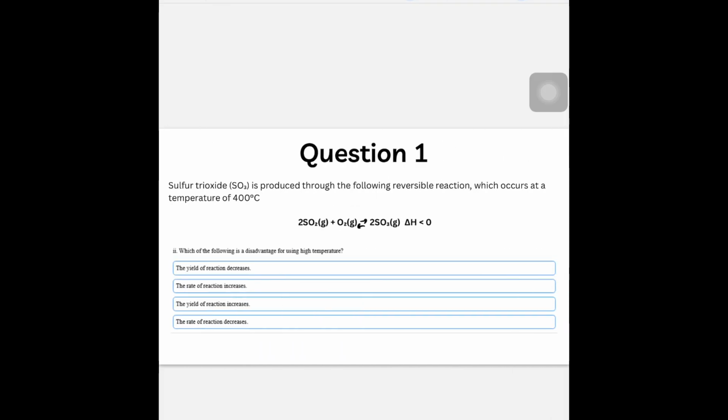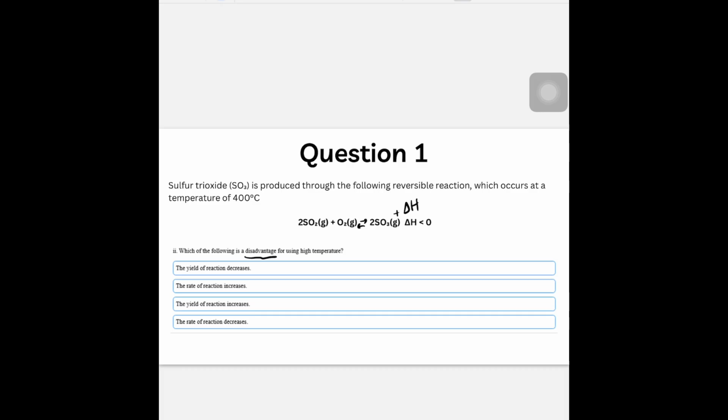Question 1. Sulfur trioxide is produced through the following reversible reaction which occurs at a temperature of 400 degrees Celsius. So this is the reaction that is taking place, and we have delta H is less than 0. And since delta H is less than 0, heat is going to be on the product side. Now, the first question was, which of the following is a disadvantage for using a high temperature?